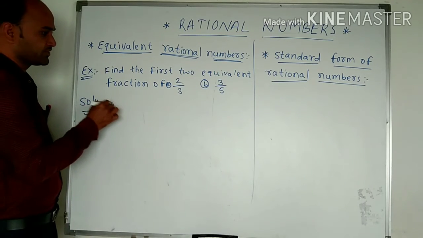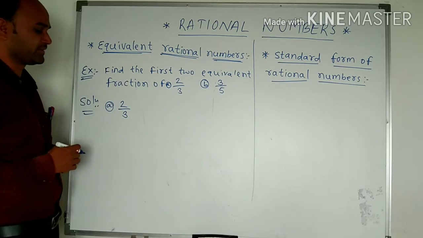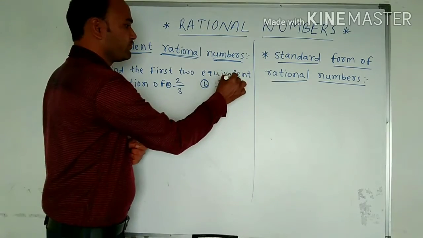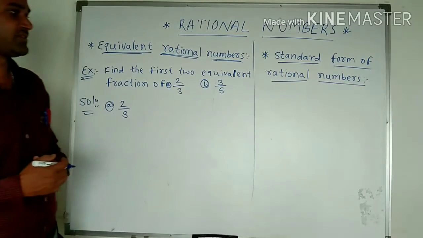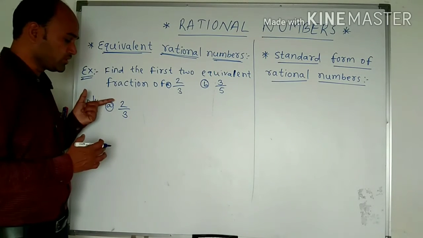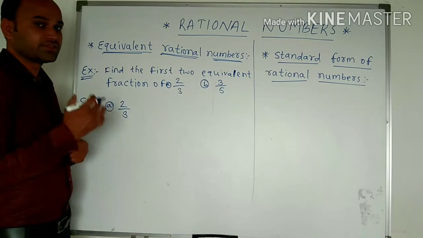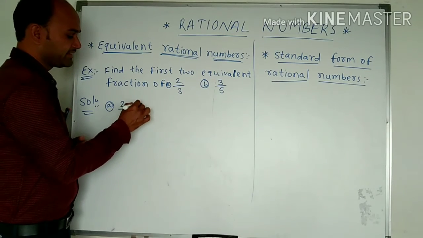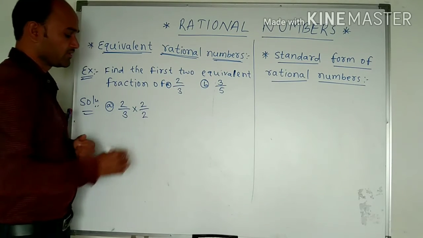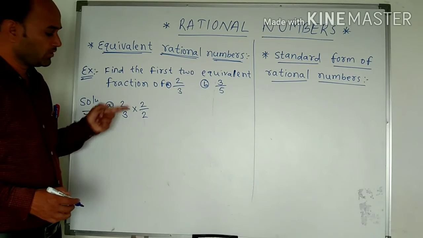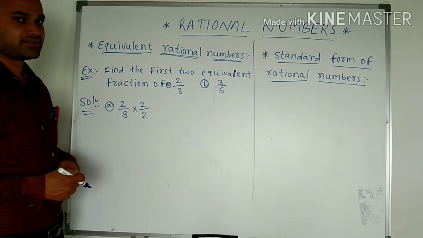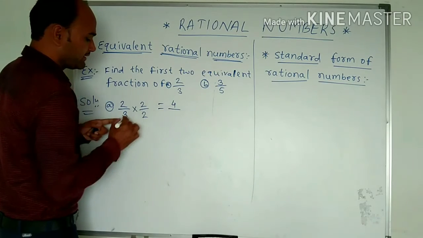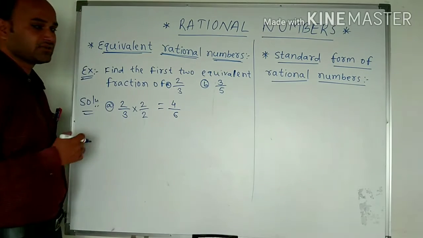So that is A. Firstly we write 2 upon 3. If we have to find the equivalent fraction, we have to multiply both the numerator and the denominator by the same number. So we multiply by 2 and 2. The numerator is multiplied by 2 and the denominator also by 2. 2 2s are 4 and 3 2s are 6. That is an equivalent fraction.